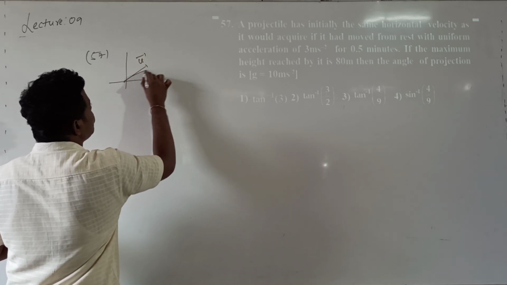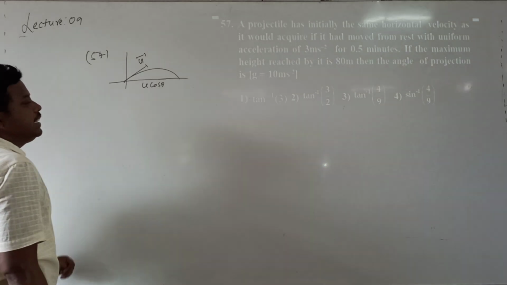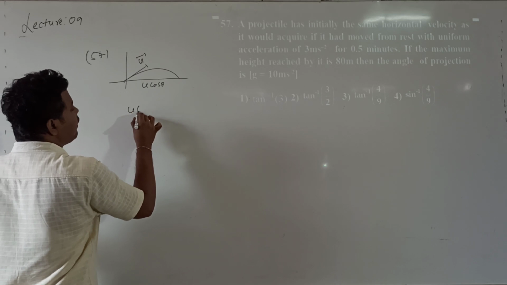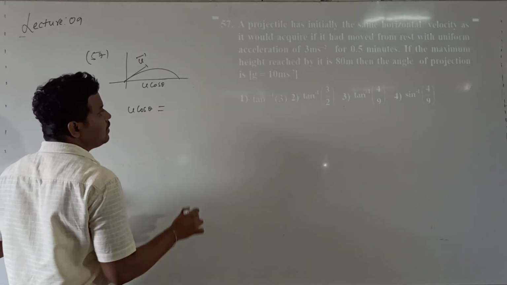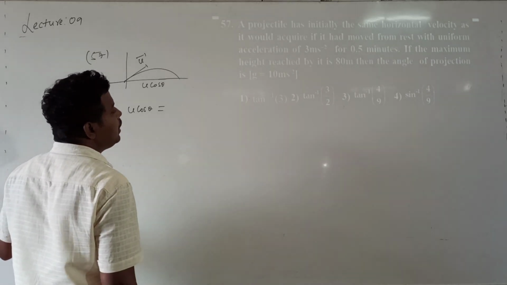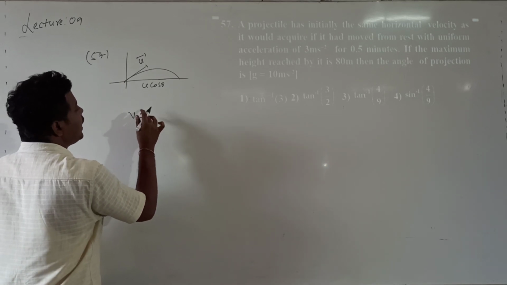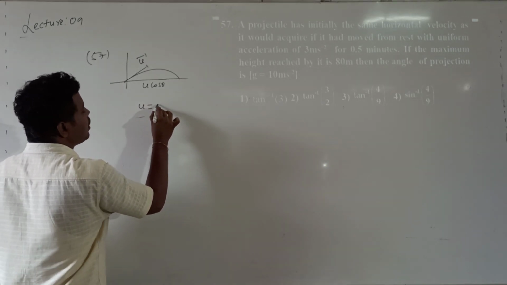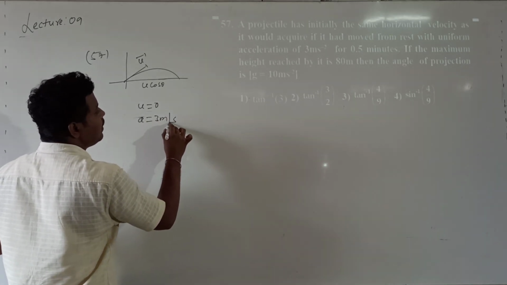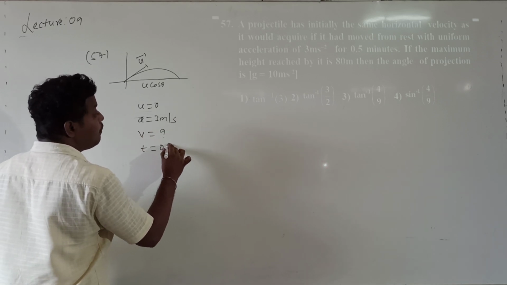Projectile is projected with a u bar. So horizontal velocity given by u cos theta. They are telling that this horizontal component of velocity will be equal to the velocity acquired by it, if it is starting from the rest and moving with the acceleration 3 meters per second squared for 0.5 minutes. Can I calculate? So before this I will calculate. For example, when a body is starting from the rest, u value is equal to 0, with an acceleration a is equal to 3 meters per second squared. What is the final velocity of the body after a time of 0.5 minute?